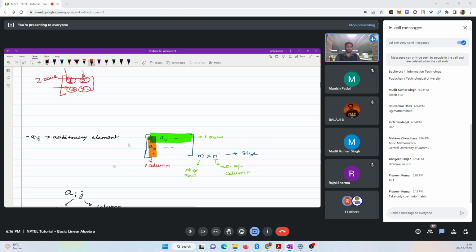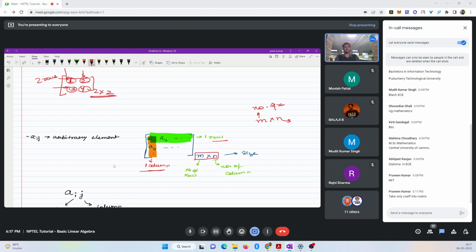What is horizontal is known as a row. What is vertical is known as a column. Also, we can write the size of a matrix as m cross n, where the first entry represents the number of rows in the matrix, and the second entry represents the number of columns in the matrix. For example, in this matrix, we had size 2 cross 2.